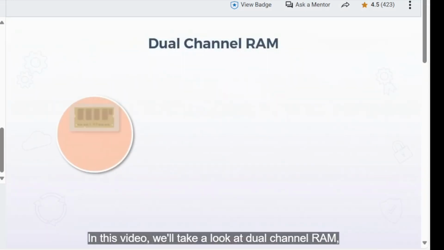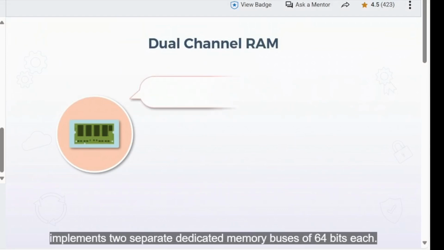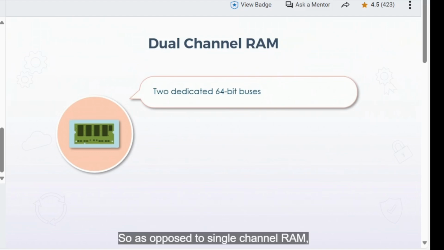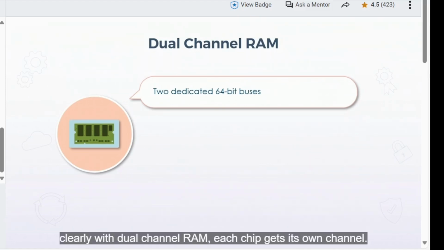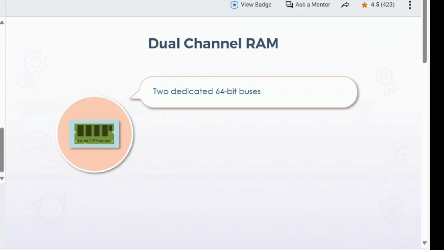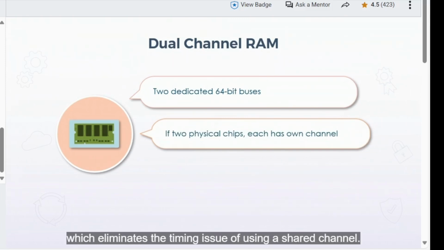In this video, we'll take a look at dual-channel RAM, which, as its name indicates, implements two separate dedicated memory buses of 64 bits each. So, as opposed to single-channel RAM, whereby if you have two physical chips, they both share the same channel, clearly with dual-channel RAM, each chip gets its own channel. So if there are only two physical chips, each one now has a dedicated channel to use, which eliminates the timing issue of using a shared channel.